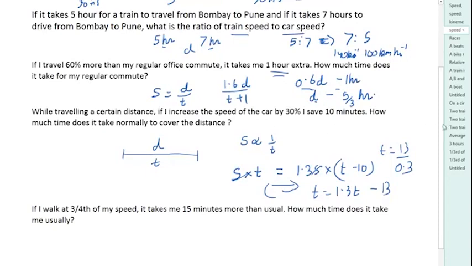So this is how we can do it. You can try the last one also. It would be in a similar manner. So these are relatively straightforward. You just need to remember that speed is proportional to distance given time constant. Speed is inversely proportional to time given distance constant, and then you can adjust accordingly.